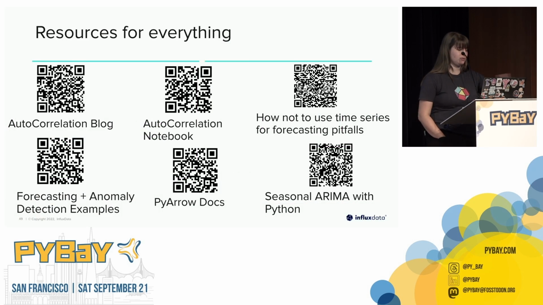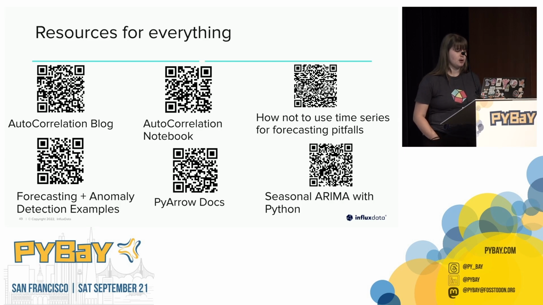And this is resources for everything, just to make things a little bit easier for everyone. With this, we have our autocorrelation blog. We have our autocorrelation notebook. We have a very nice article, I'm forgetting the name right now, on how not to use time series for forecasting, basically avoiding some of the pitfalls with forecasting with time series data. Forecasting and anomaly detection examples. PyArrow docs, so you can take advantage of all the awesome PyArrow features.